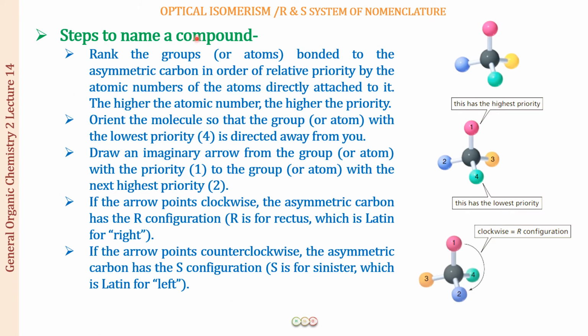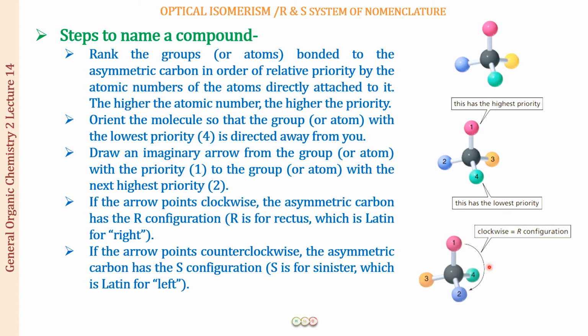So these are the steps we have to follow to name a compound. First of all, rank the groups about the asymmetric carbon in the relative order of priority of the atomic numbers, and if there is a tie, move on to the next atoms and the next. That is all you have learned in the various rules. Once you have done that, project group number 4 away from you, and then draw an imaginary arrow from the atom of highest priority, atom number 1, to atom number 2 to atom number 3.